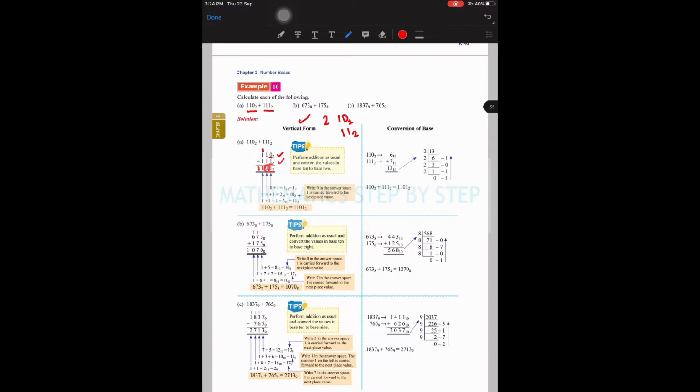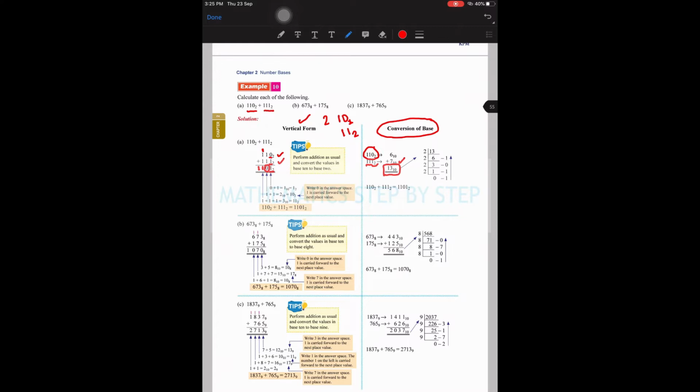So now, if you want to use the other method, okay, conversion of base. So we will first convert 110 base 2 to a number in base 10, okay? I hope you still remember how to do so. If you don't know how to do so, you can refer to my previous video, okay? Then 111 base 2, again we convert it into a number in base 10, and then we add up. So we get 13, okay?